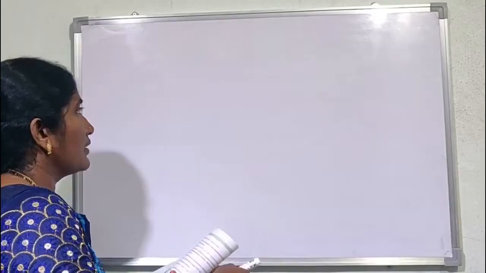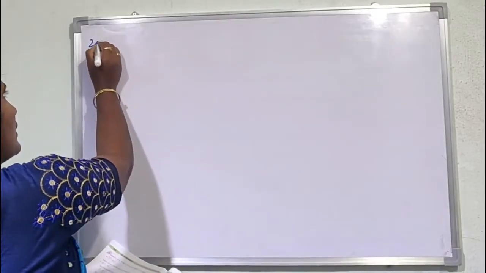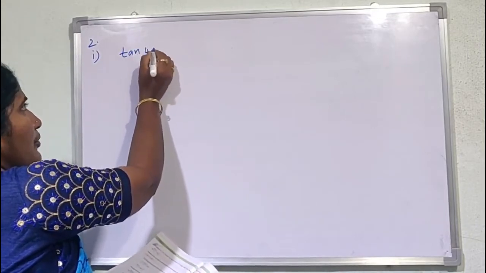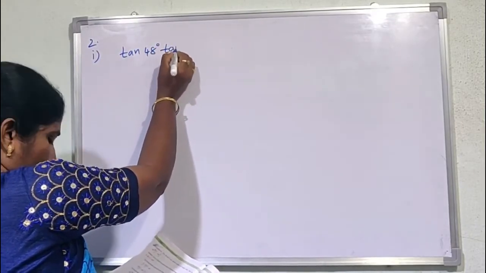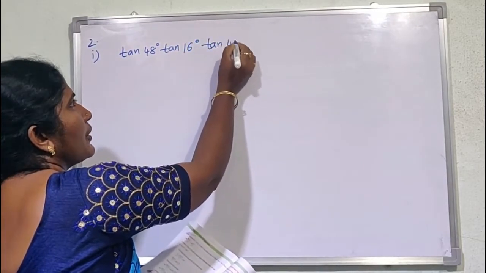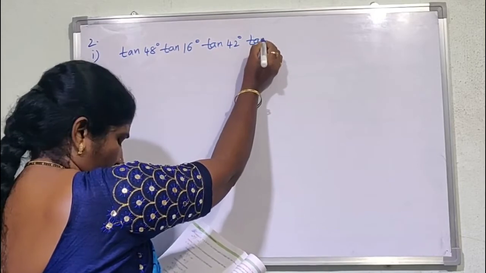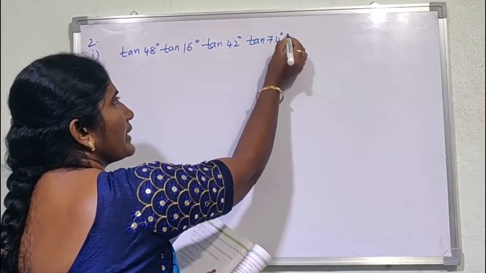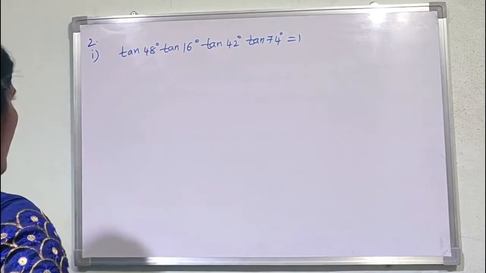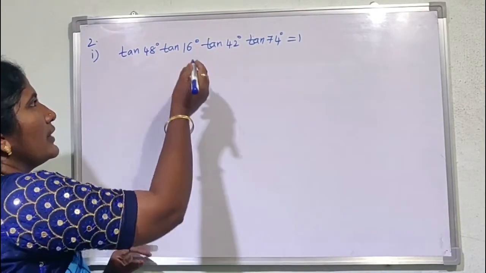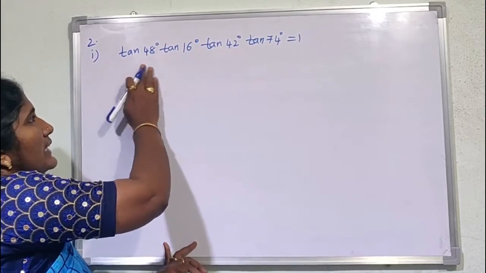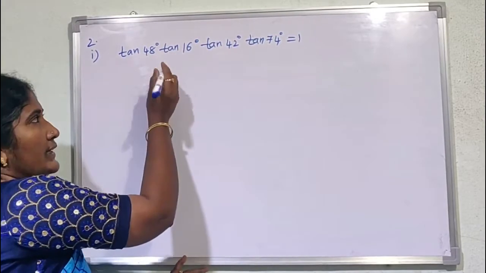Next, second Roman. First one, tan 48 degrees into tan 16 degrees into tan 42 degrees into tan 74 degrees is equal to 1. So here all ratios are in tan. Change two ratios into cot.